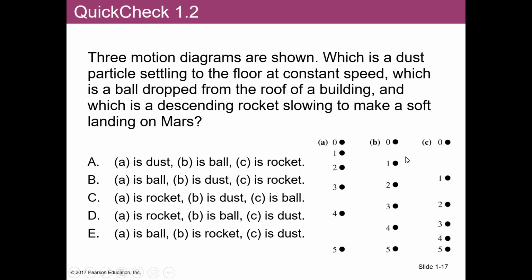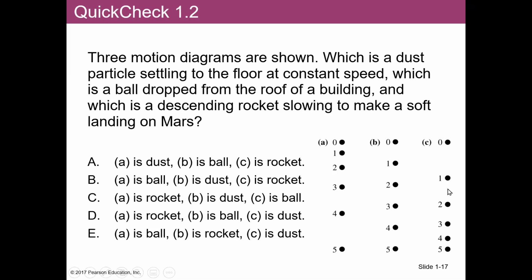Part B: in time, the distance between the dots is the same. That means the displacement is constant for each of those time intervals. So it's an object slowly settling to the ground, like a dust particle. Then the one we don't see that often, part C, is moving at high speed downward and then slowing down. This isn't like an egg splatting onto the ground.